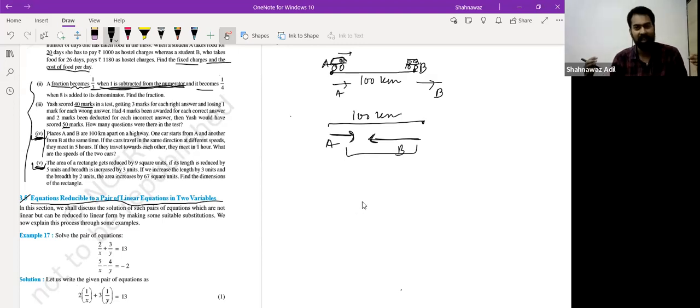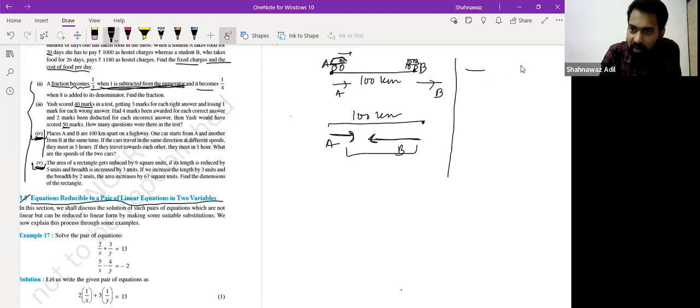So when they are moving towards each other, the speed will add up, right? And when they move in the same direction, the speed will negate itself. The speed will be lesser, right? Understood this part? And from the ninth class, when they move in the same direction, they will chase each other, right?